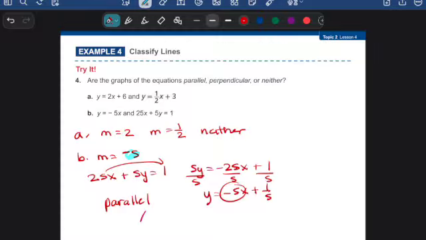You can also use this symbol for parallel. I use this symbol for perpendicular. You've seen me use that.